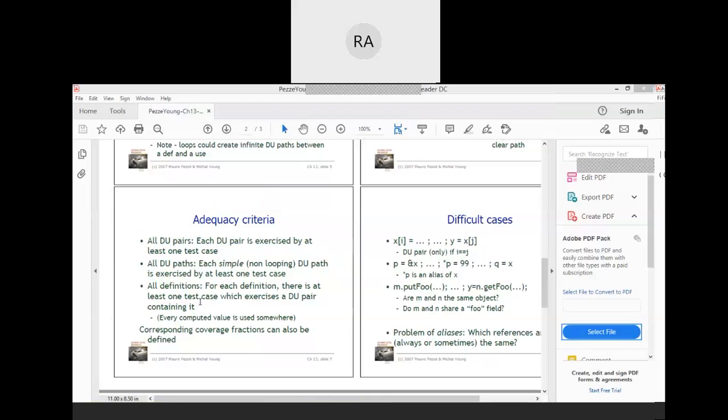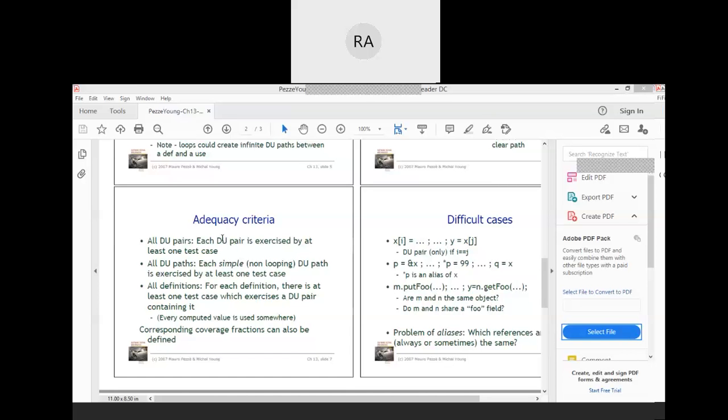As per the all DU pairs criteria statement, each DU pair should be exercised by at least one test case. What do you mean by that? You are going to test all DU pairs by executing at least one test case against each. You should have one test case for each individual DU pair. That is the adequacy criteria, that is the all DU pairs criteria.